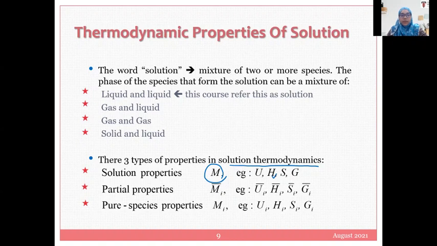The next property is partial properties, denoted by M over bar for species i, and you can replace M based on the property described in your system. For the pure species, the property is denoted by Mi. For example, if the system has two components, or is a binary solution, we have M1 and M2. If you intend to describe the system based on entropy, it becomes entropy 1 and 2.